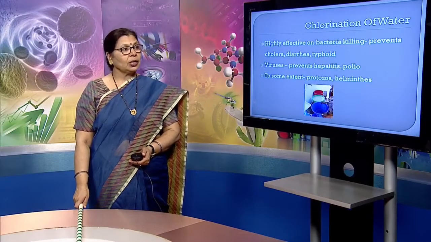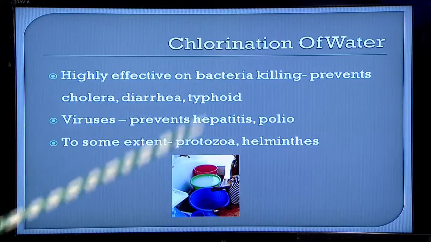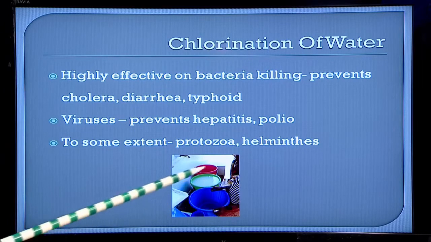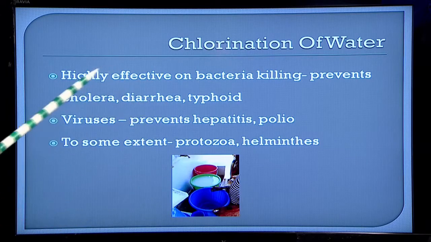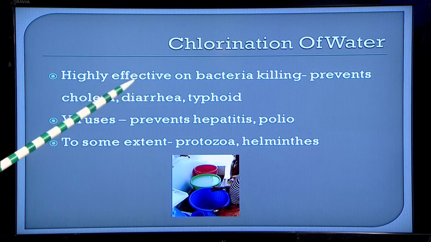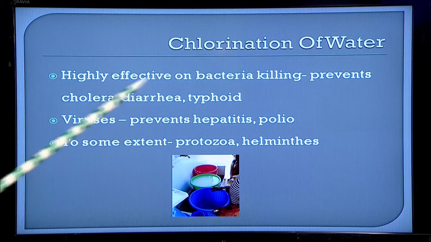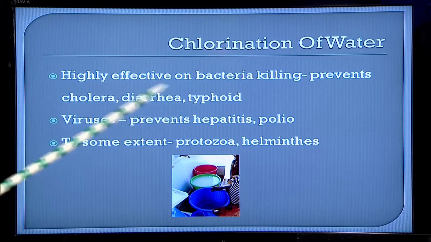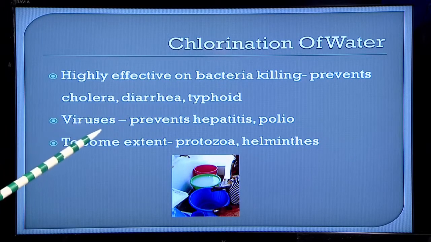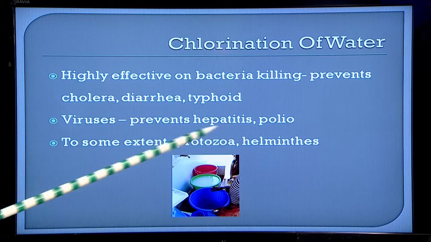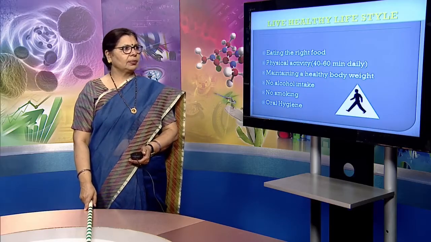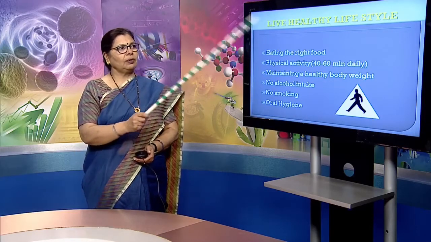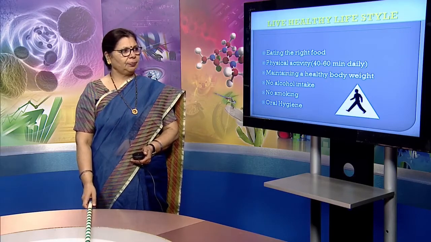Now, what else can you do? Chlorination of the water. Many times you see the water is a little whitish in color. That is chlorination, because this is very effective for killing the bacteria for cholera, diarrhea, typhoid, and there are also viruses present. It prevents polio and hepatitis, and to some extent it also prevents protozoans and helminths.